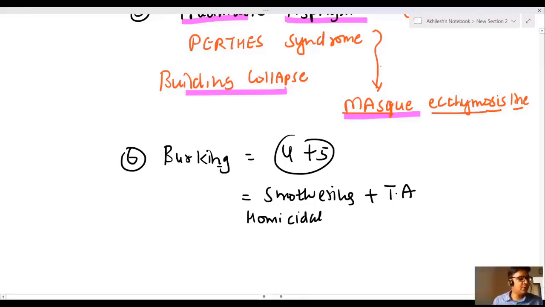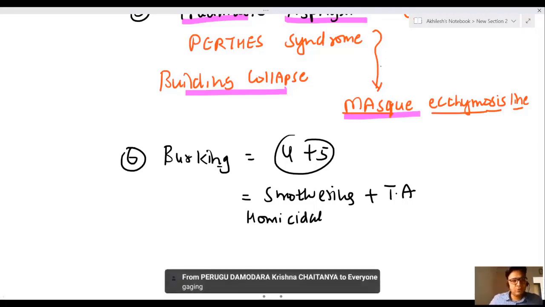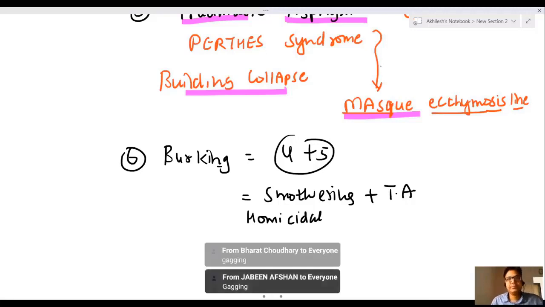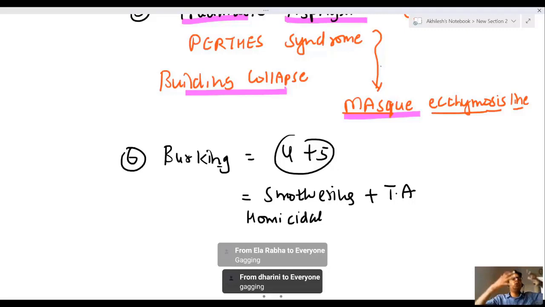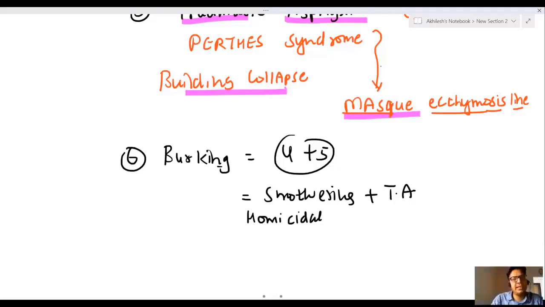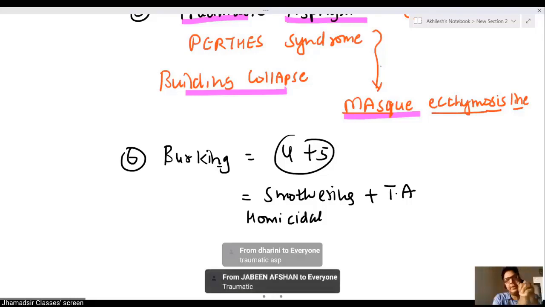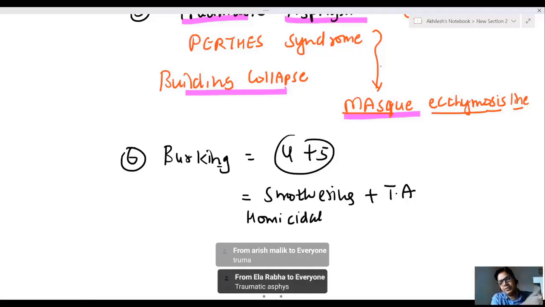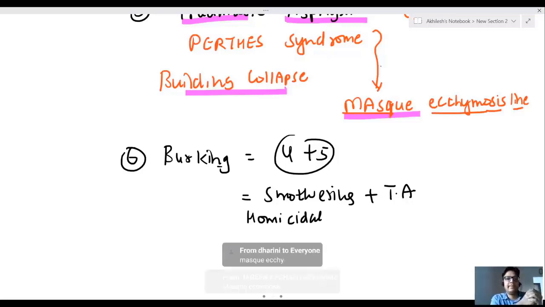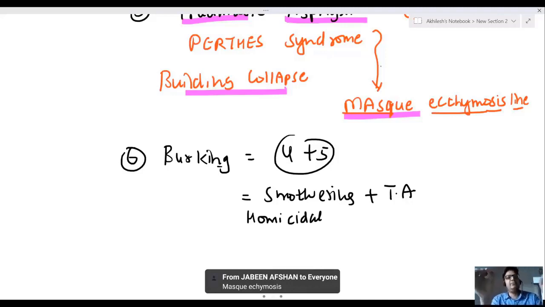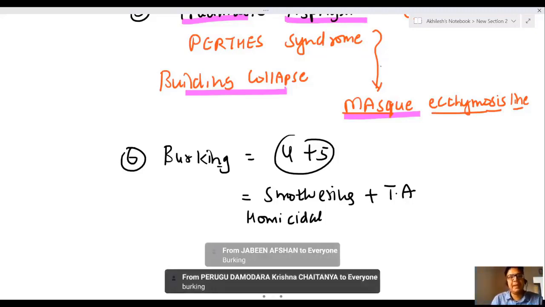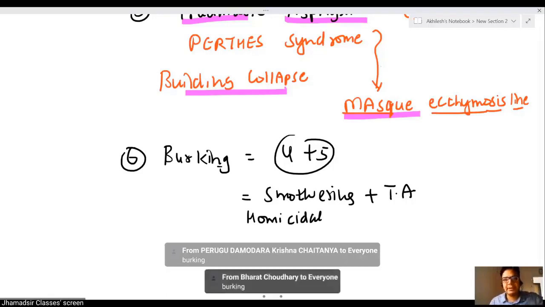Cloth piece goes in the oropharynx. What is the name of this suffocation? Gagging. A heavy building material coming over the chest, or anything causing chest fixation. What is the name of this asphyxia? Traumatic asphyxia. What is another name of traumatic asphyxia? Perthes syndrome. What is the name of the demarcation line between compressed and non-compressed area in traumatic asphyxia? If you are killing a person with smothering plus traumatic asphyxia, that means you are killing by which method? Burking. Yes, friends, it is burking.